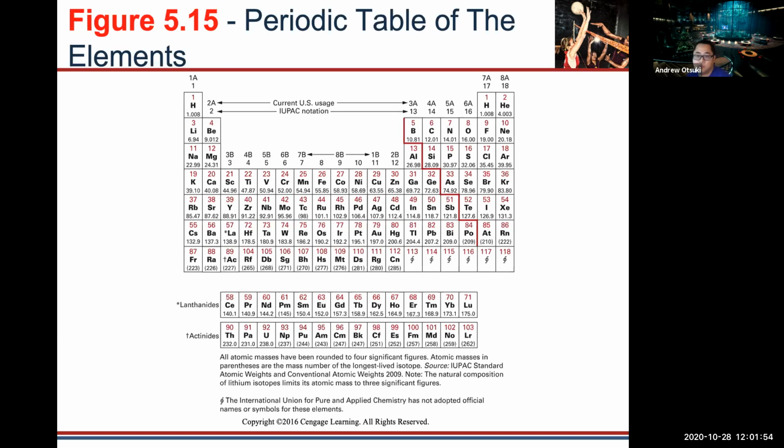Let's move on here. Okay, so let's talk more about what the periodic table information means, because I might have glanced over it a little bit too quickly. All right.